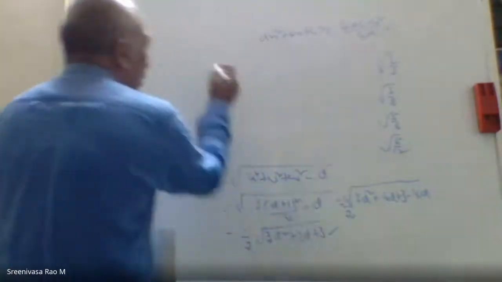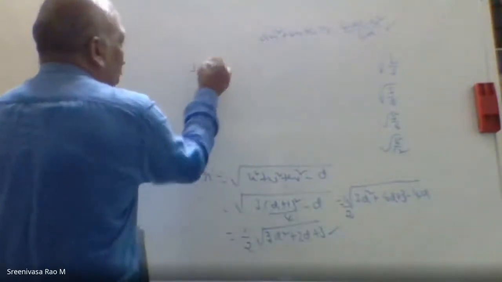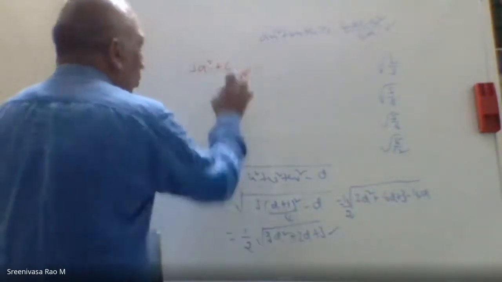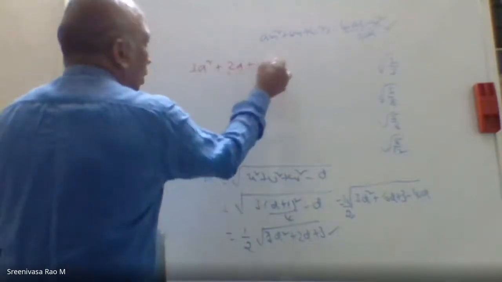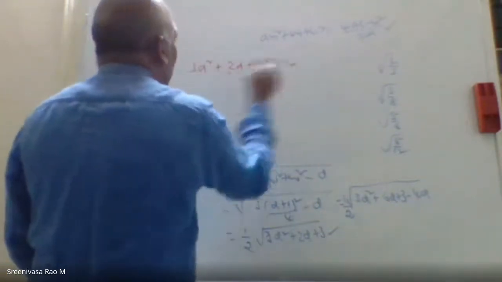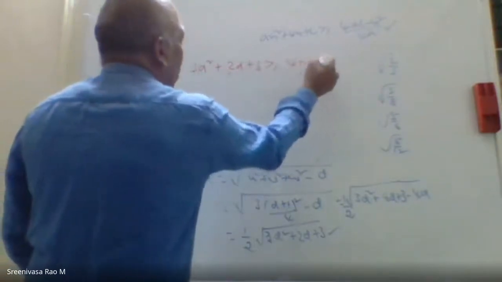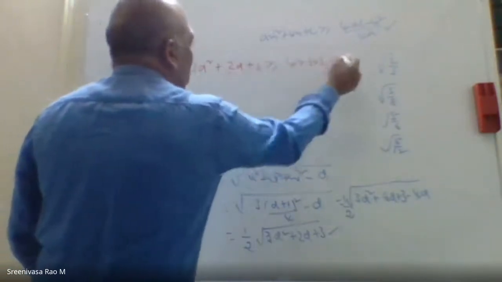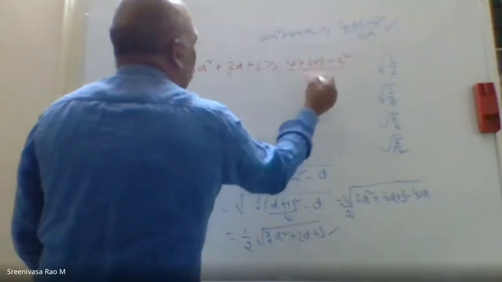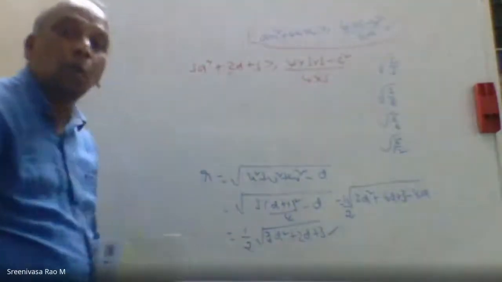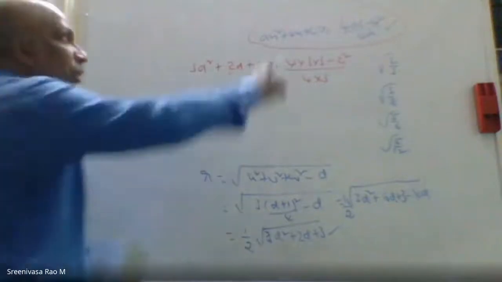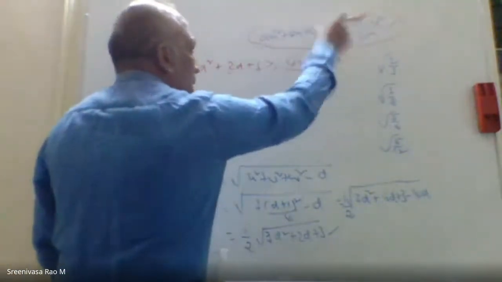I can write 3d square plus 2d plus 3 greater than or equal to 4 times a, which means 3, and c means 3, minus b square, which is 2 square, by 4a, 4 into 3. Just keep in mind this formula for a quadratic expression. So this is the minimum value of that, either this or more than that.